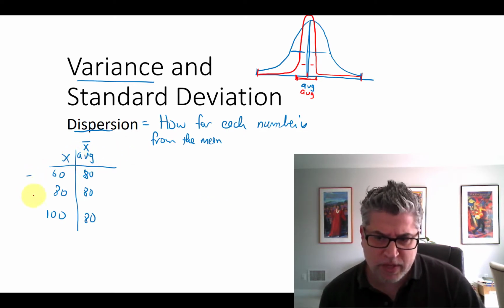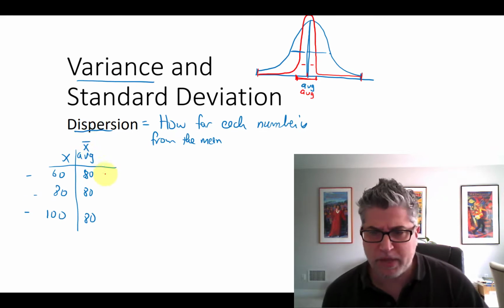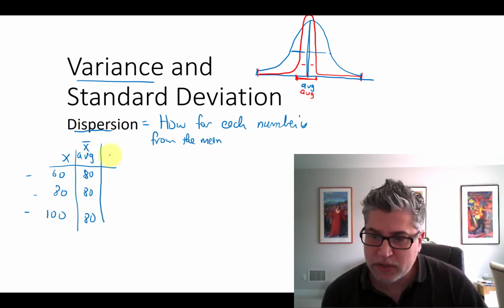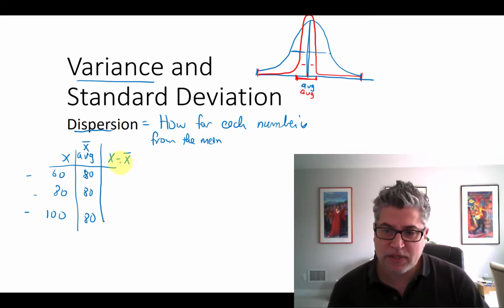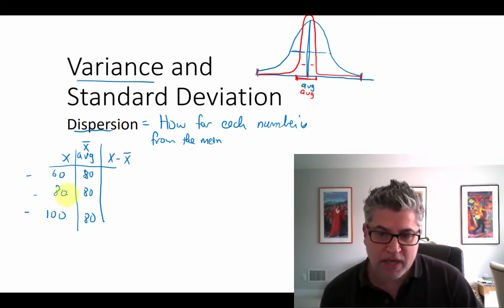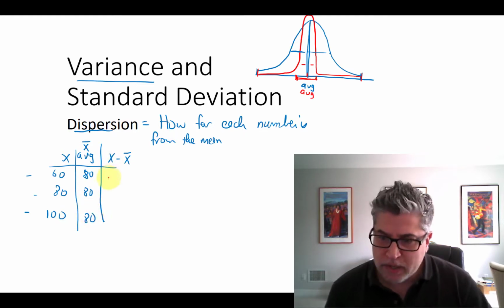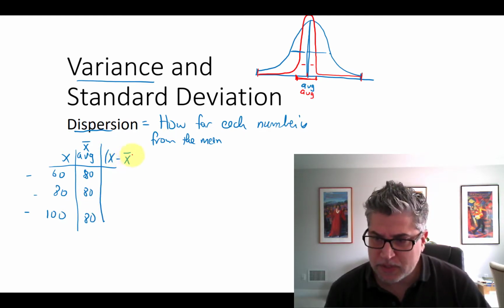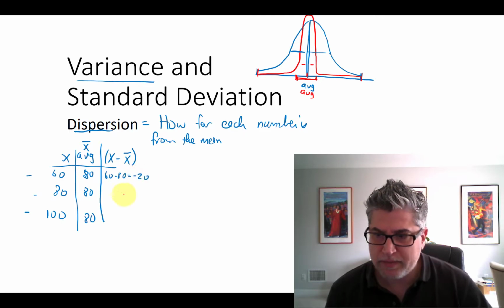So each of these three numbers is how far away from the mean? All right, so let's do x minus x bar. That would tell us the difference of 60 from 80, 80 from 80, and 100 from 80. So this distance right here is 60 minus 80, that's negative 20. Here it's 80 minus 80, or 0. And then here it is 100 minus 80, or a positive 20.